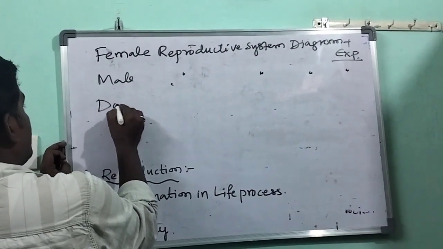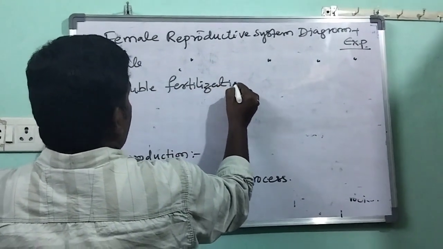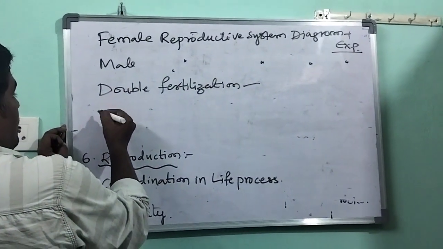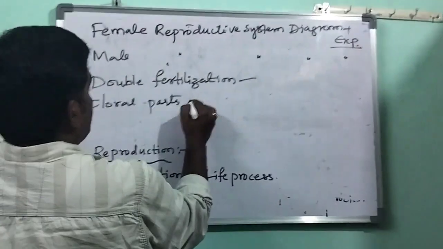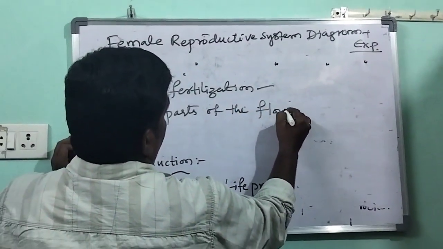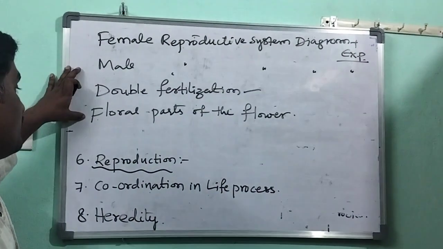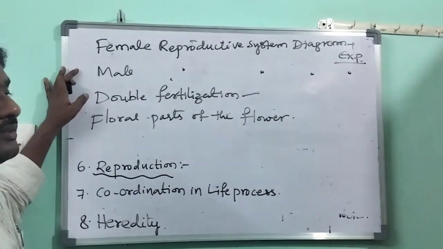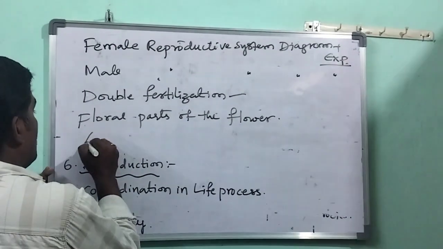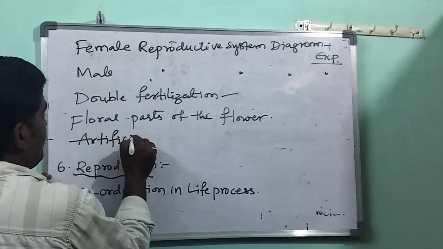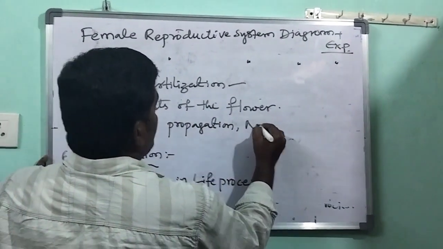Next, double fertilization. Next, floral parts of the flower. So these are the important diagrams and explanations from the 6th chapter. In this chapter, they may sometimes ask what is artificial propagation and natural propagation? Artificial propagation and natural propagation are also there.